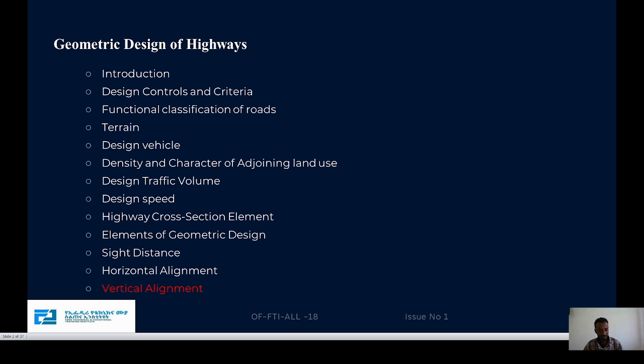We also dealt with the cross-sectional elements: traffic lanes, carriageway, shoulder, right of way, drainage structures, median, and barriers at the median as well as the roadside. So these are the different types of cross-sectional elements. We also dealt with the elements of geometric design, mostly the sight distance and the horizontal alignment, and today we will deal with the last topic, the vertical alignment.